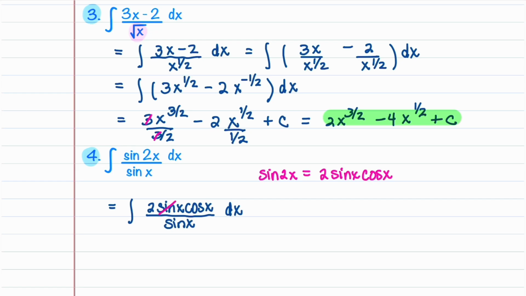We can then see that our sine x's are going to cancel, and this gives us the integral of 2 cosine x dx. And we can just go ahead and integrate that. We'll bring out the 2, and then the integral of cosine is sine. There's no negative there. And then we tack on our plus c. And that's the answer. Let's now look at some indefinite integral examples.